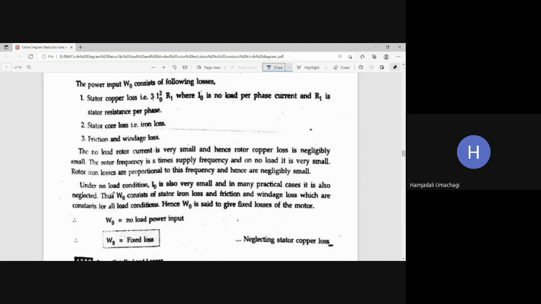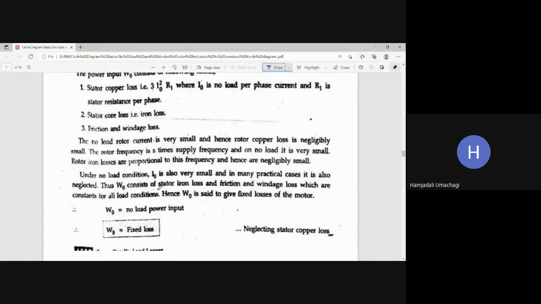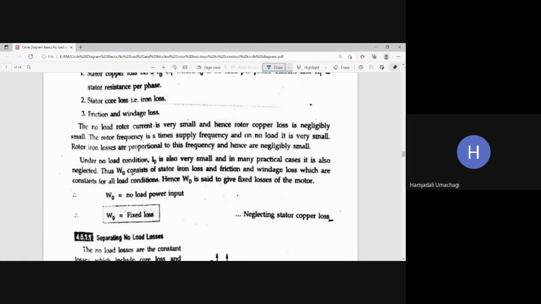Now, under no load condition, I naught is very small, and in many practical cases it is also neglected. Since no load current means you are not connecting any load, the no load current I naught will be very small, and hence it can be neglected in many cases. Thus W naught, that is the no load power, consists of stator iron loss and friction and windage loss, which are present for all the loading conditions. So whatever the loading condition, W naught indicates the information related to the stator iron loss, friction and windage losses.